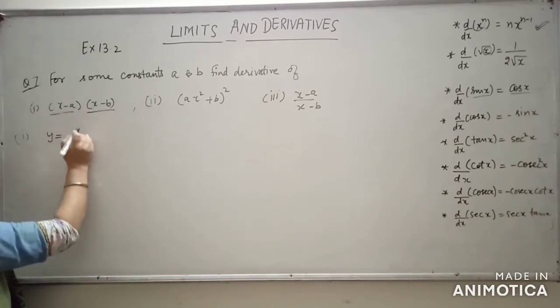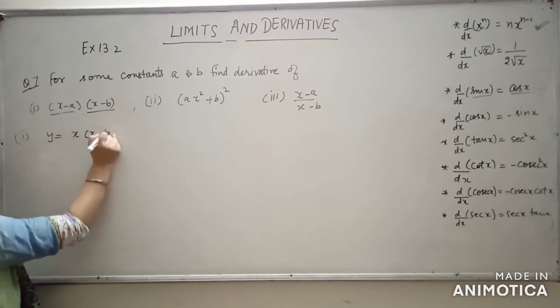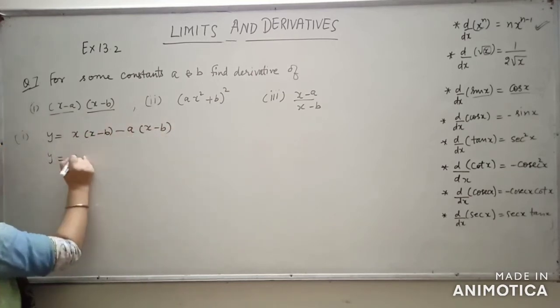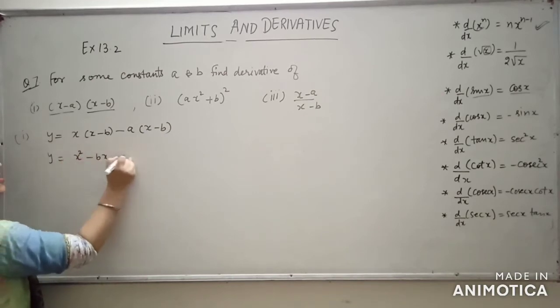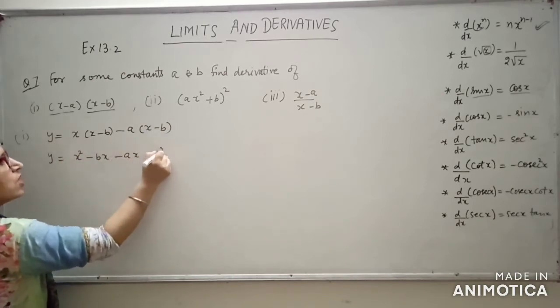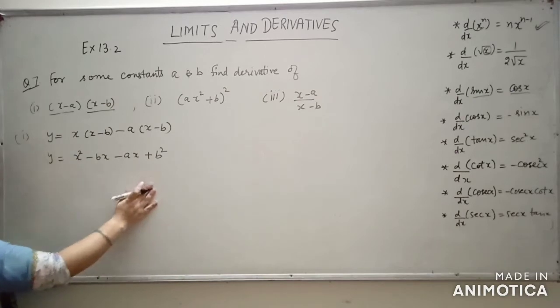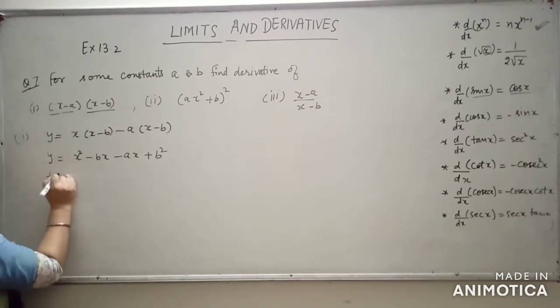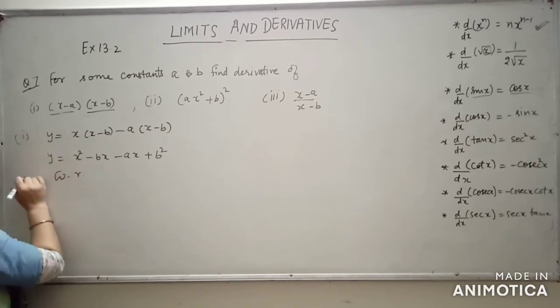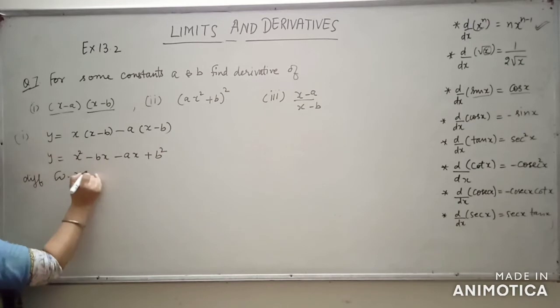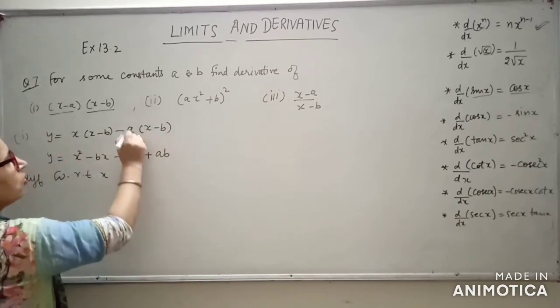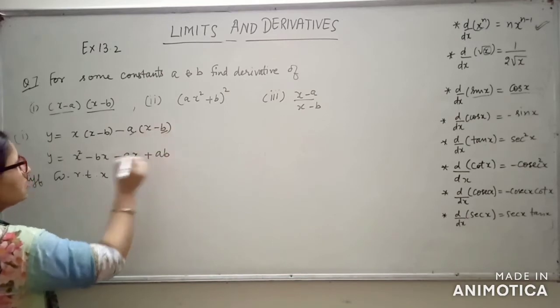Multiply these two, so x times x minus b, minus a times x minus b. So I feel it's easier to multiply first of all. So I am multiplying this. Now after multiplication, I can take the derivative, differentiate with respect to x. So this is minus a minus b, and this is plus ab.